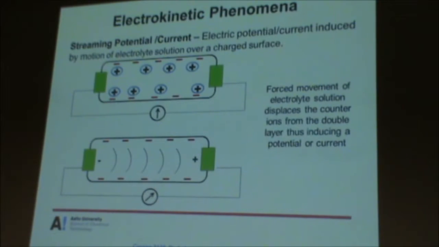Now let's go to the third phenomenon, which is called streaming current or streaming potential. This is the opposite of electroosmosis. In electroosmosis, we applied an electric field and the solvent moved. Here, let's say you have a solution of ions, and the negative charges attract counter cations. When you apply a pressure across this channel, you have a flow of liquid. What the flow does is wash away these counter cations.